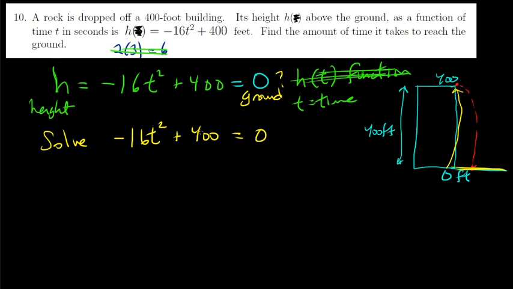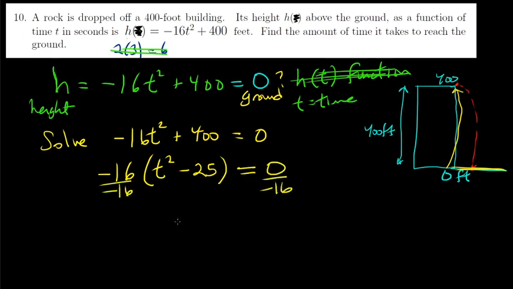All right, so now we just solve the equation. And this one by now should be pretty routine. After all, negative 16 is the GCF. You factor out the negative 16, and you're going to get t squared minus, I want to say 25, right? 400 divided by 16 is indeed 25. All right, just making sure. So we can divide by the negative 16, right? That's not the answer.